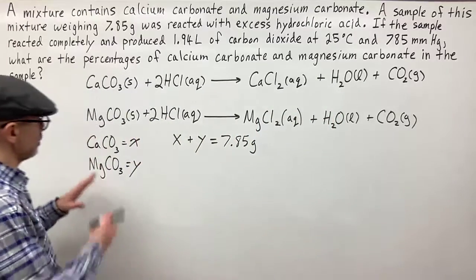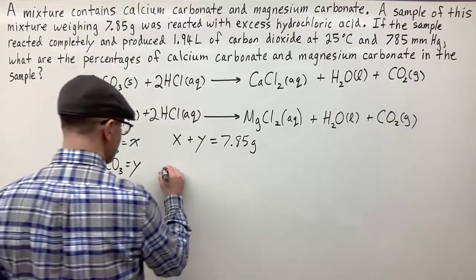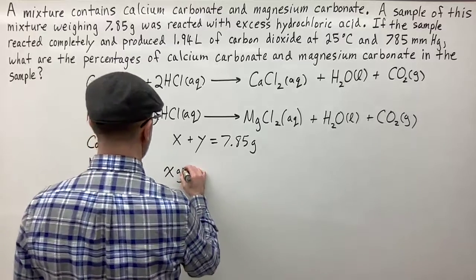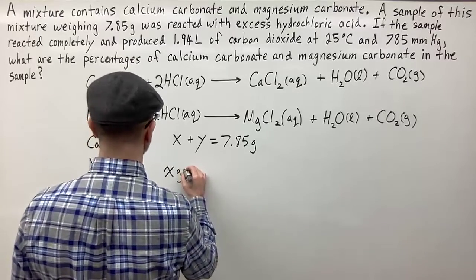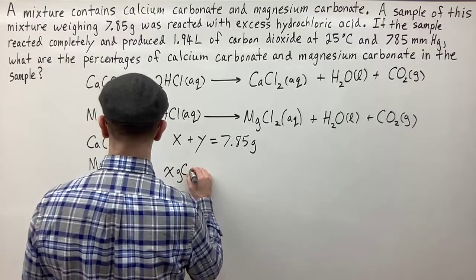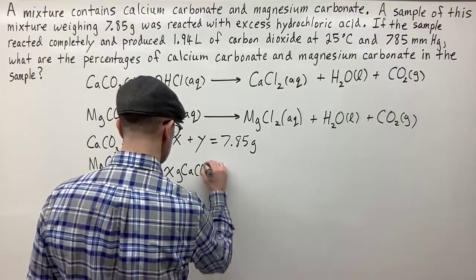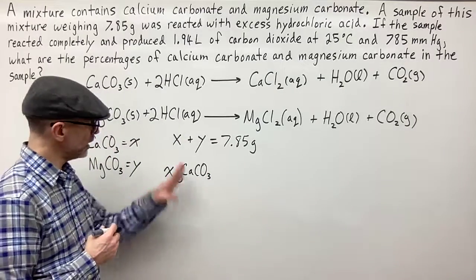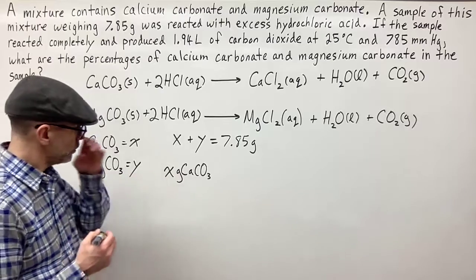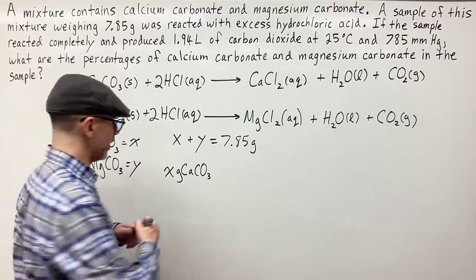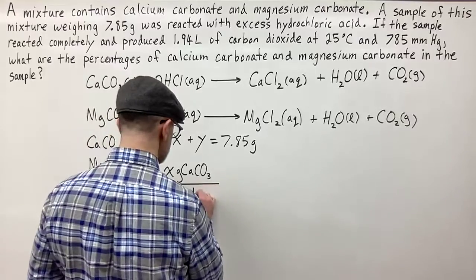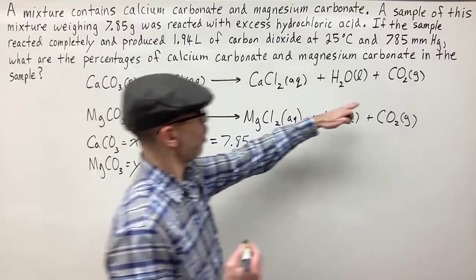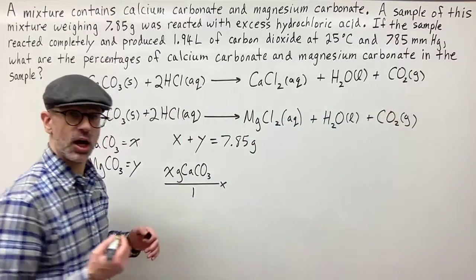So all I'm going to do is take X, and I have X grams of the calcium carbonate, right? So I'm just writing grams of calcium carbonate to be clear that that's what X is referring to. So I have X, that's grams of calcium carbonate, over 1. And then I'm going to just use stoichiometry to convert to moles of the carbon dioxide.